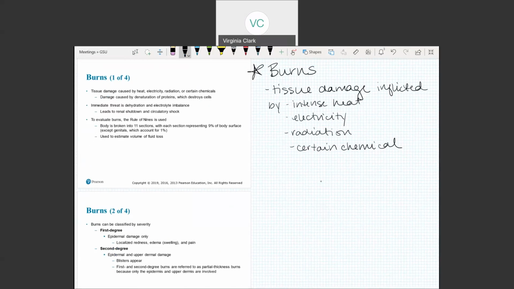And what's going to happen is it's going to denature the protein. If it denatures the protein, it will actually destroy the cells. That's not what you want to happen. So burns are very, very dangerous. What's going to happen when we're talking about burns in the concept of our skin is that it takes off the external layer of our skin, so it's going to result in dehydration and electrolyte imbalance. And the ultimate thing that this can lead to is renal shutdown and circulatory shock.